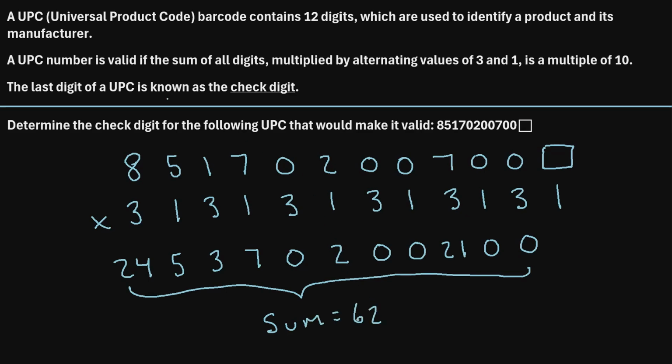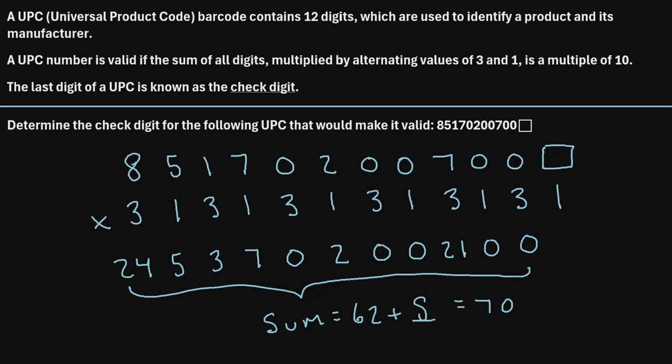So remember, we said that a UPC number is valid if this sum right here is a multiple of 10. So what would this last digit right here, this check digit, what would it need to be in order for the total sum to be a multiple of 10? Well, if we're at 62 right now, the next multiple of 10 would be 70. So all we have to say is 62 plus what is equal to 70, because 70 is the next number that's evenly divisible by 10 that's greater than 62.